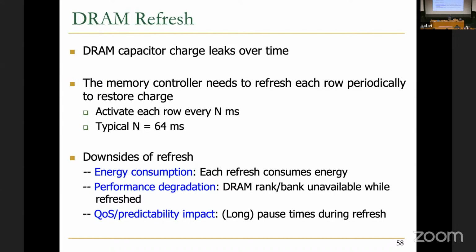and it can have some effect on quality of service or predictability. Refresh also limits DRAM capacity scaling because as you increase the number of rows in your DRAM chip, you need to refresh more rows periodically. At some point, you cannot fit all those refresh operations in the time window that you have.